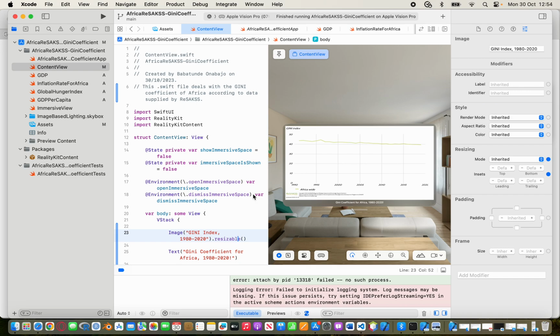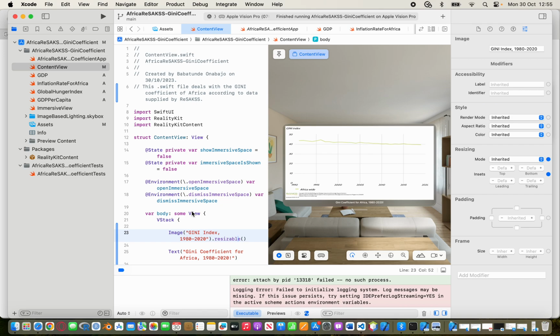So for this particular scheme, I have chosen at least 5 different indicators that you can see in virtual reality. Those are the Gini coefficient, which measures income inequality in a particular country or region. Gross domestic product, otherwise known as GDP, which is the total amount of goods and services produced in an economy over a period of time. The inflation rate as well, which is a measure of how quickly prices are rising in a particular economy or economies over a period of time.